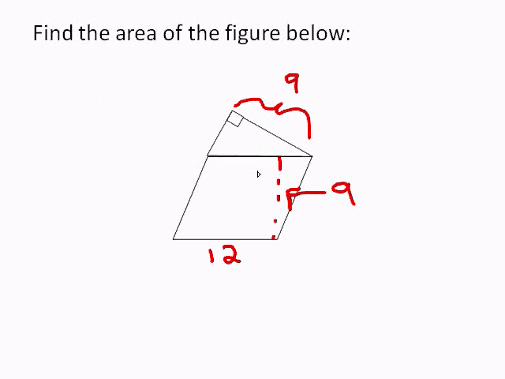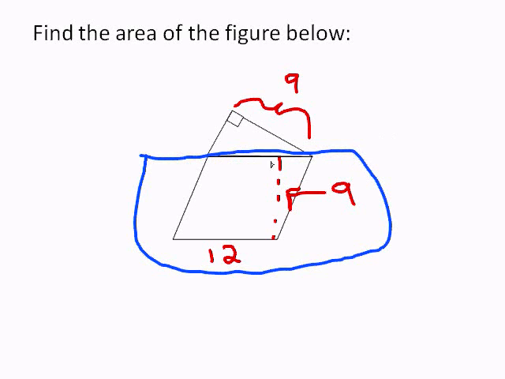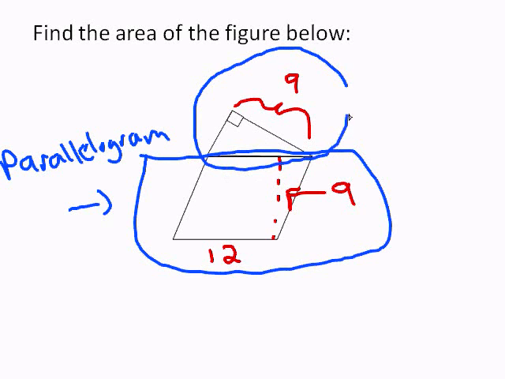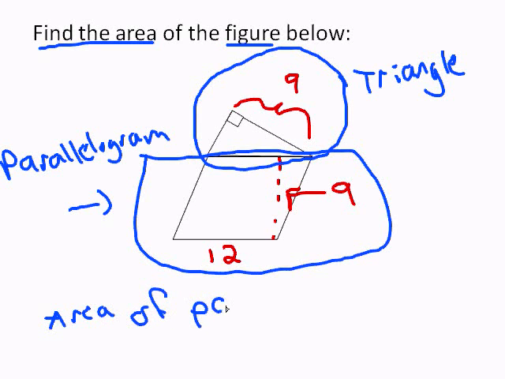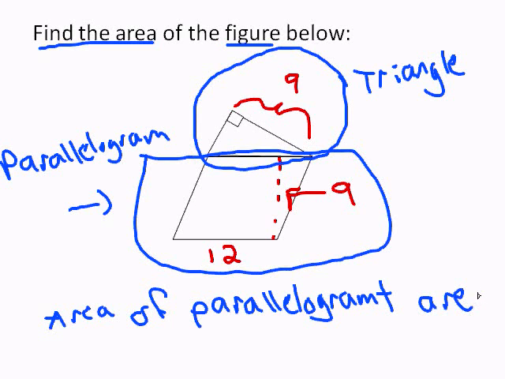Anytime you've got something that doesn't look like any shape you've really seen before, it's a good idea to split the shape up into two different shapes. If we look at this, we've got our easier shape to find the area of, being the parallelogram right here. This is just a parallelogram. And that means our top shape is a triangle. So if we want to find the area of the entire figure, we're going to go the area of the parallelogram plus the area of the triangle.